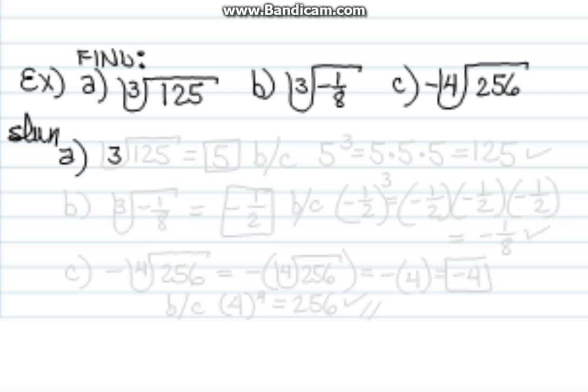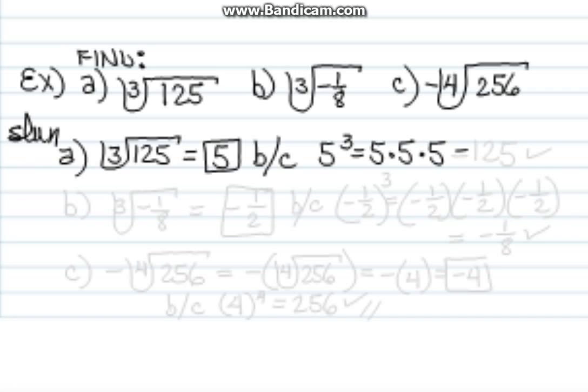Part A, the cube root of 125, I claim it's equal to 5. And I'll prove it. That's because when you take my answer and you raise it to the power of the index, which is 3, that means multiply it by itself 3 different times, 5 times 5 times 5, you get 125, which is my radicand, the stuff under the radical sign. So my 5 was a good solution.